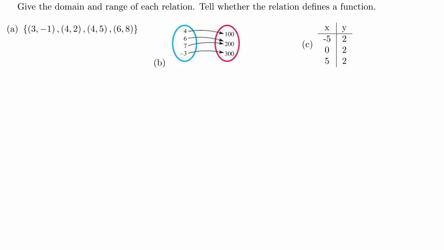Hello. The following is example 2 in your notes for chapter 2, section 3. We want to give the domain and range of each relation. We want to tell whether the relation defines a function. If we look at A, we notice that it's pretty much what we did on example 1. So let's decide if it's a function or not first.